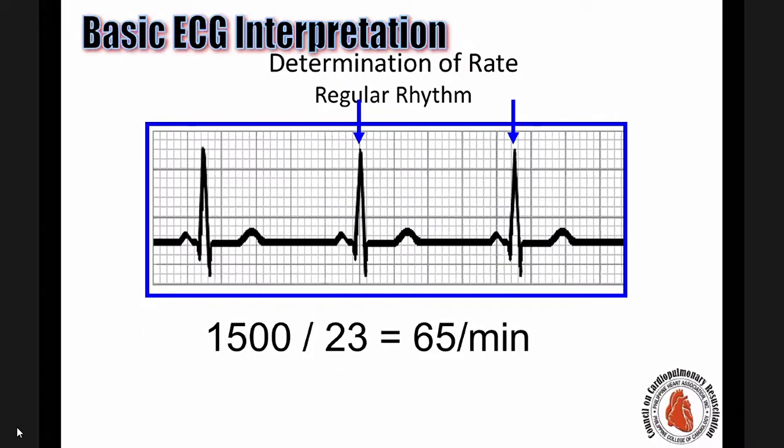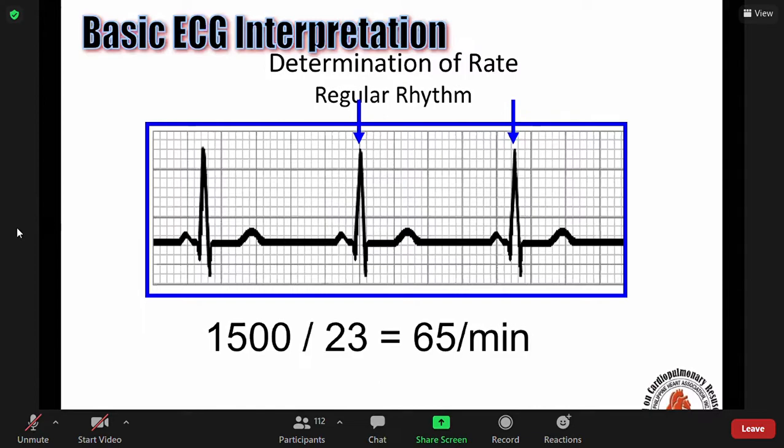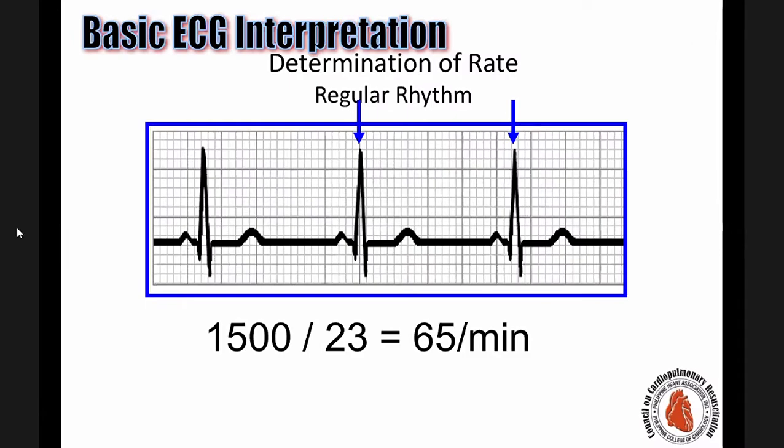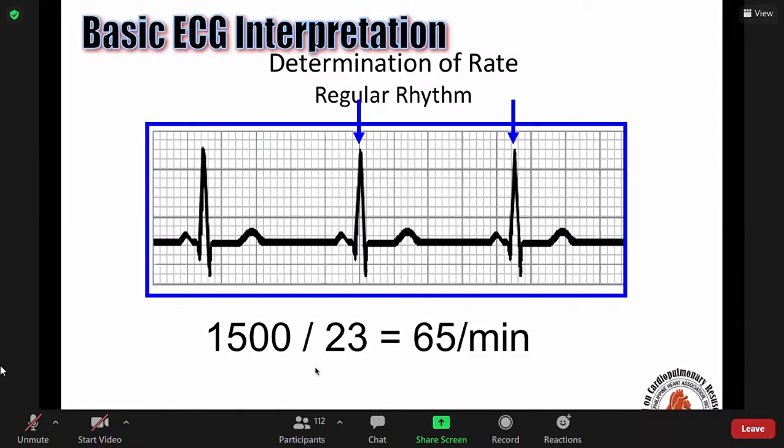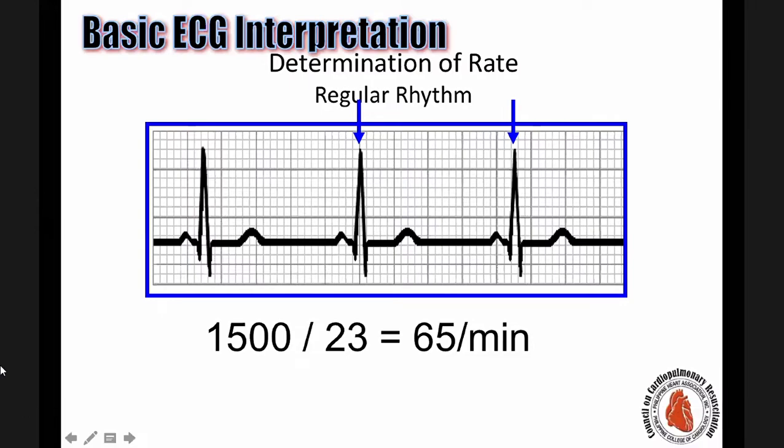Ganun lang siya kasimple. Nakuha nyo? Alam niyo man bakit yung constant number is 1,500? Because every small square kasi is 0.04 seconds. So 60 divided by 0.04 is 1,500. Okay. Ibig sabihin in 1 minute, there should be like 1,500 small squares.